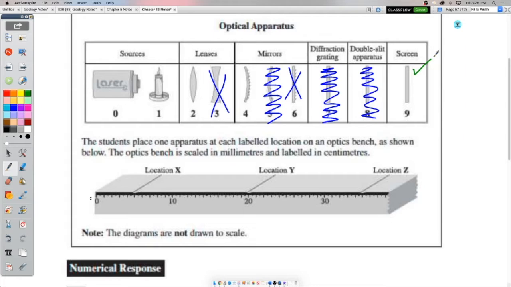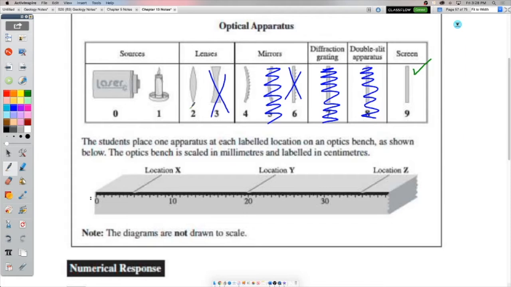Okay, looking at 0 and 1, it doesn't matter what your light source is. You're going to need a light source to produce an image. You can do that with a laser. You can do it with a candle. If it were me writing this, I would probably use 1 just to be extra safe because that's usually what you use. But you can make an image with pretty much any light source, okay?